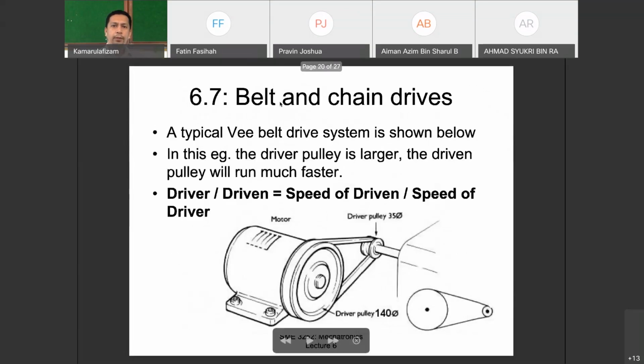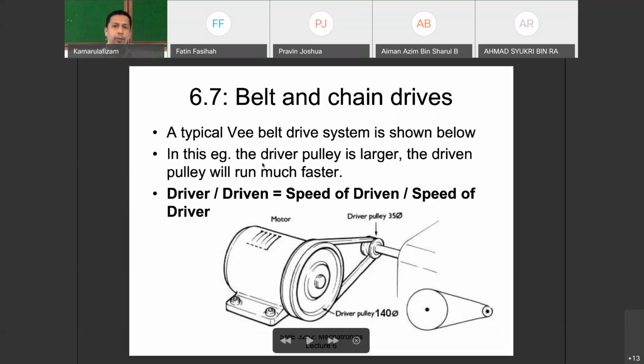Then we have belt and chain drive, macam tadi jugalah. Okay, this is also power transfer, rotation to rotation. Selain daripada pakai gear, you boleh pakai belt lah basically. Alright, to do the transfer. Okay, dia kata kat sini, this is motor, it's a driving pulley. This is driven. Okay, this is driven pulley.